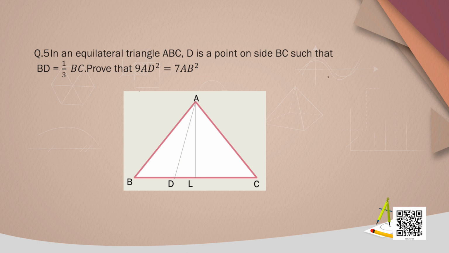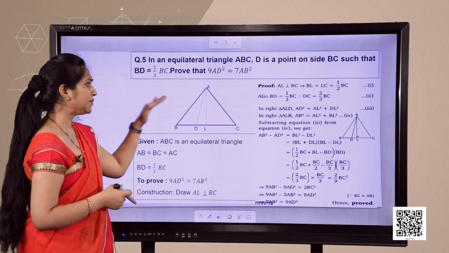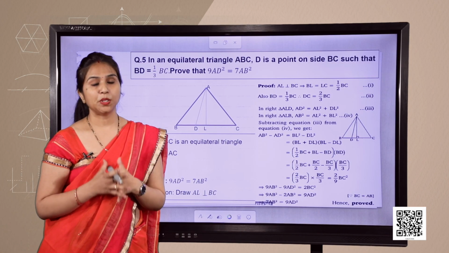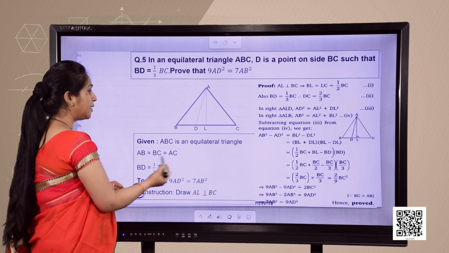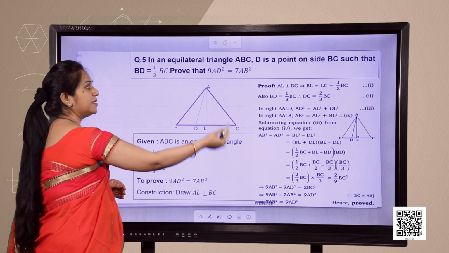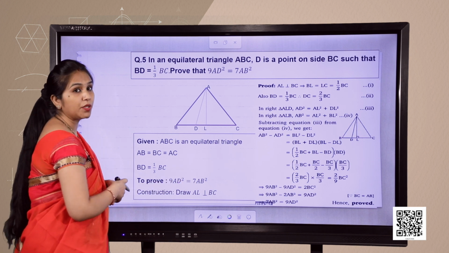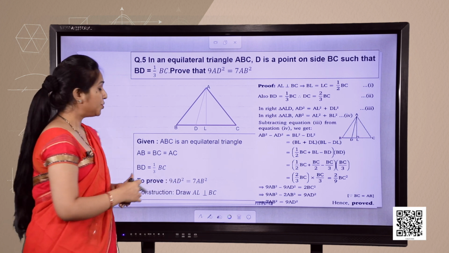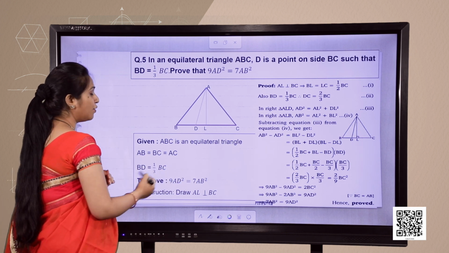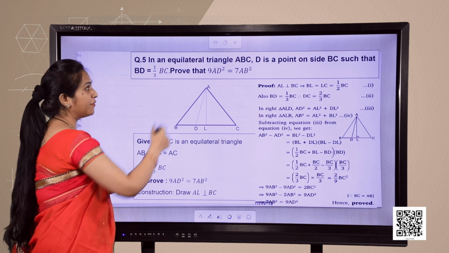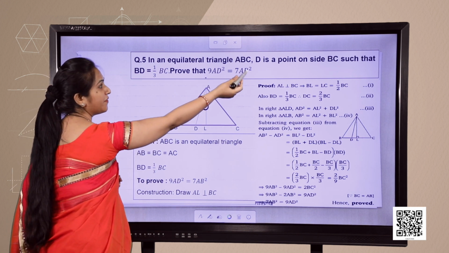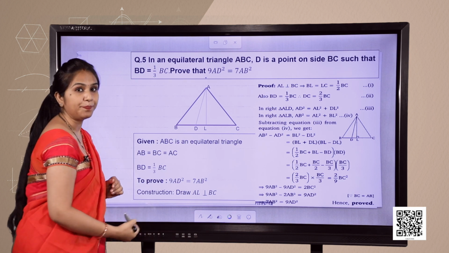We need to prove 9 AD square is equal to 7 AB square, right. So, let us start with the proof. Write down the given things. It is an equilateral triangle with all the 3 sides equal. AB will be equal to BC is equal to AC. All the 3 sides are equal. Another thing given to you, that is BD is 1/3 of BC. Now, we have to prove 9 AD square equals 7 AB square, that we have written here.